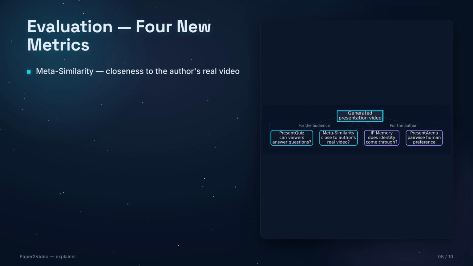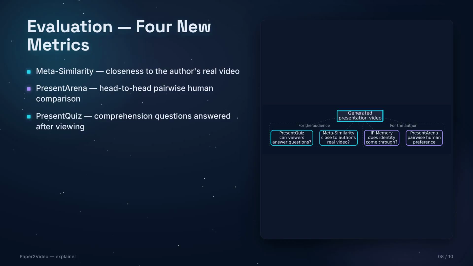On the evaluation side, the team argues that conventional video generation metrics don't really apply, because a presentation video is judged by how well it communicates research, not by how photorealistic it looks. They introduce 4 metrics. Meta-Similarity compares against the author's real video. PresentArena is a head-to-head pairwise human comparison. PresentQuiz tests whether viewers can answer comprehension questions after watching. IP Memory checks whether the author's identity comes through.